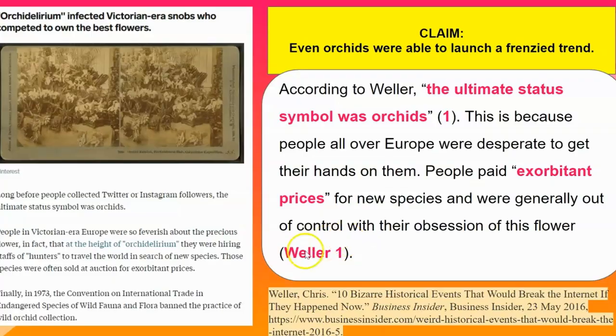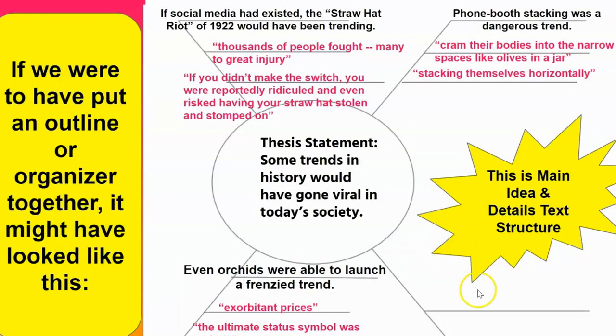The last thing that we're going to take a look at is this graphic organizer. And so if we would have put everything together in an outline or an organizer, it might have looked like this. We've already included the thesis statement for you, plus we've included the evidence on your screen. What I want you to do is add those 3 claims in those claim boxes, and what I want you to note on here is that this would be a main idea and details text structure.